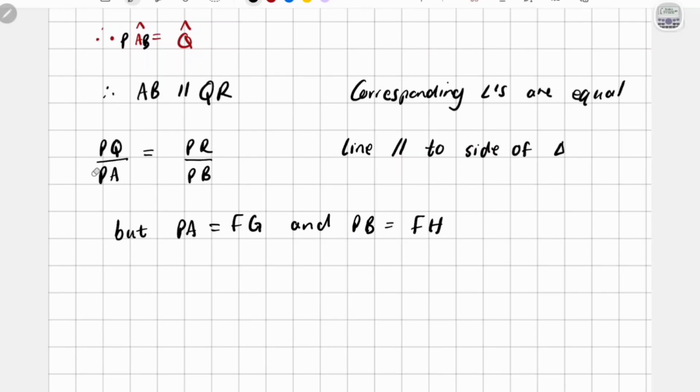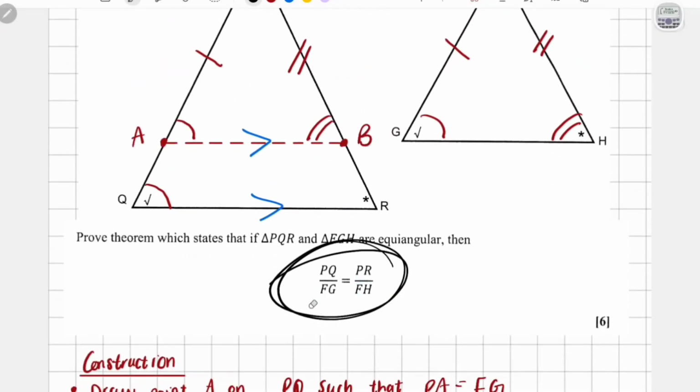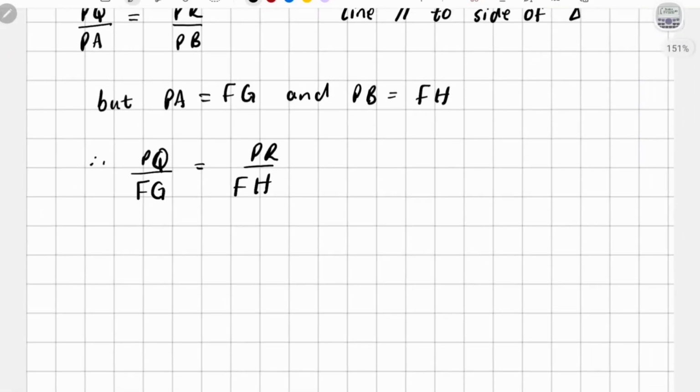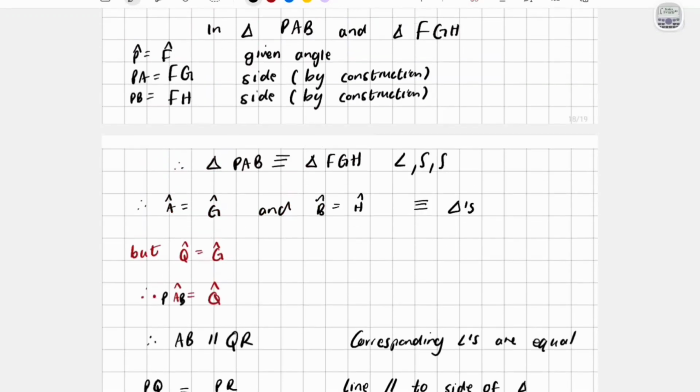Now I'm still going to use this, but I'm going to replace where I see PA, I'll put FG. Where I see PB, I will put FH. So this concludes that PQ over FG is equal to PR over FH. And that's how we prove exactly what they told us to prove, as you can see there. And that's how we prove that equiangular triangles would have their proportions put over each other being equal. Okay, so that's how that works out.